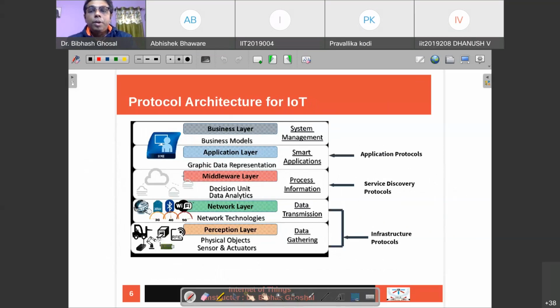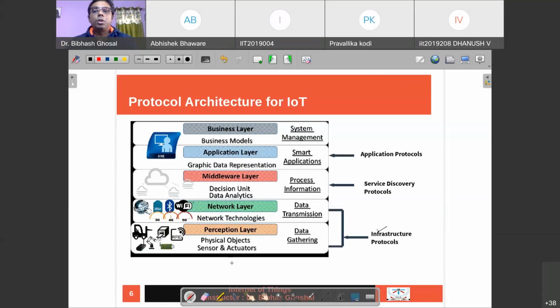Because there is a lot of connectivity and a lot of data transmission involved, we can divide the network protocols used in these 5 layers into 3 categories. We can club together the data transmission, network layer, and the perception layer, the object abstraction layer, and all the protocols involved in this part, that is, the connection between the device and the network, or the network and the middleware. They will be called infrastructure protocols, because they are related to the infrastructure that is used for building this IoT.